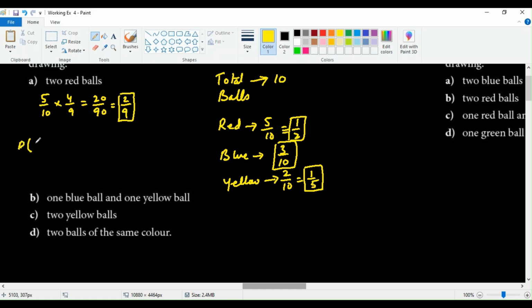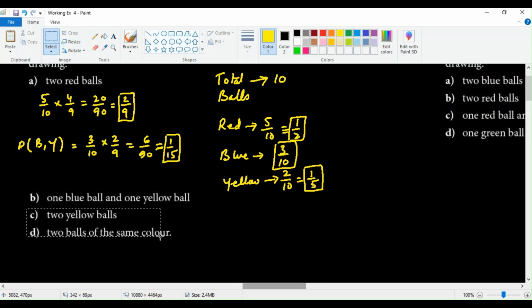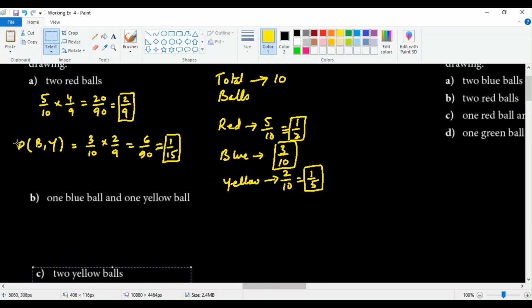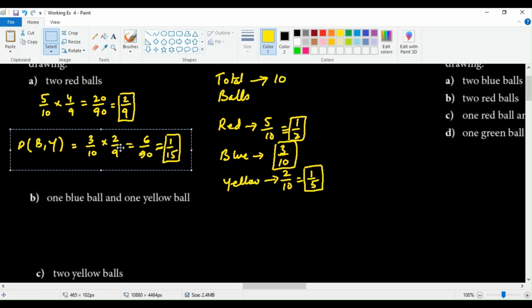Probability of having first blue, then yellow. How is that going to be? 3 over 10 multiplied by 2 over 9. So this is going to be 6 over 90, which is going to be 1 over 15 as the answer for this question. And this belongs down below. This is the answer for this part.